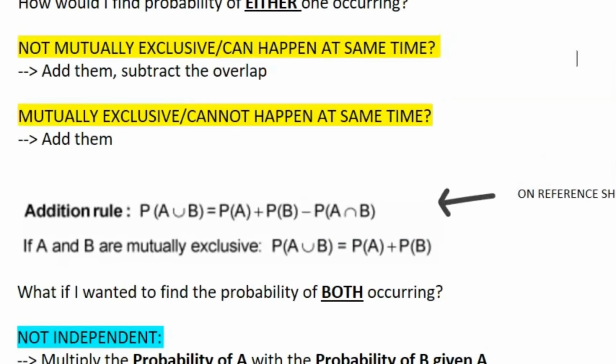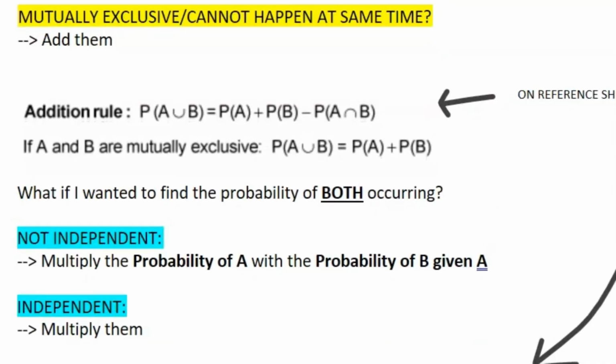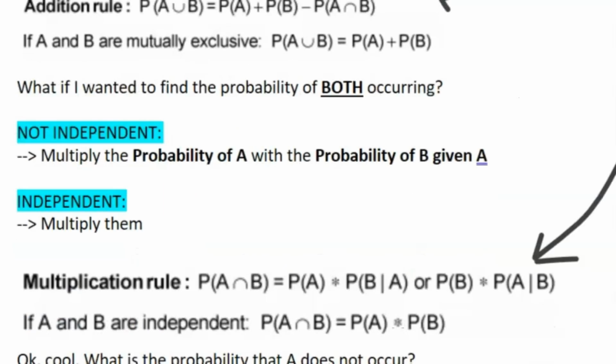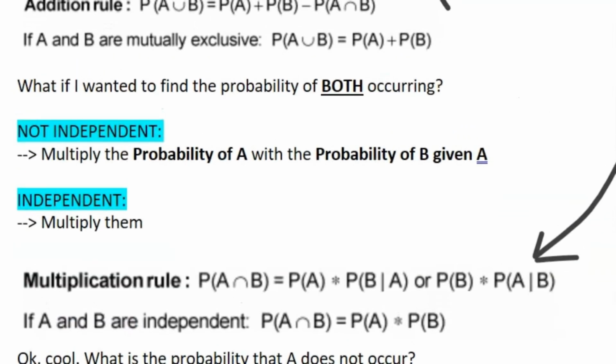So now, what if I wanted to find the probability of both event A and B occurring at the same time? Well, if they were not independent, you would just multiply the probability of A with the probability of B given A. If they were independent, you would just simply multiply them. And these equations are also given on the reference table.